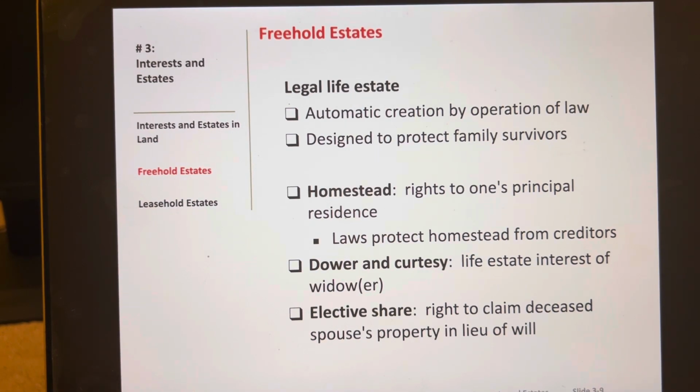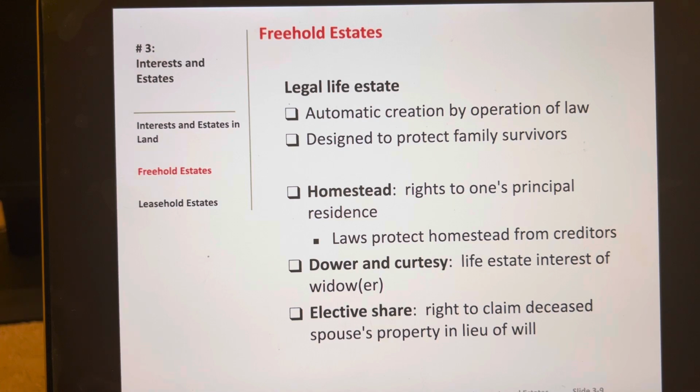Now let's move over to legal life estate. Remember, I always say when you hear the word legal, think law. A law was created. An automatic creation by operation of law. This is a state law, and it is designed to protect family survivors.